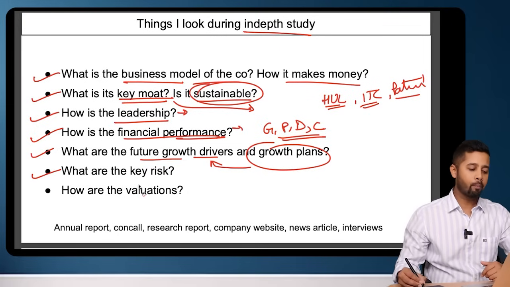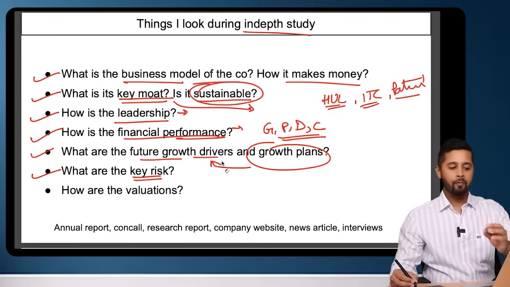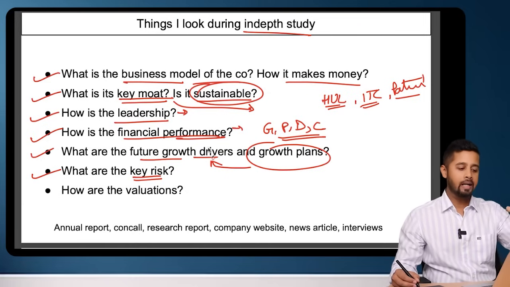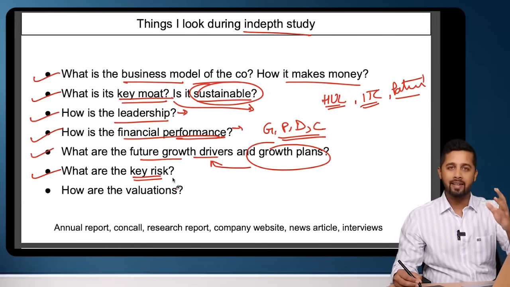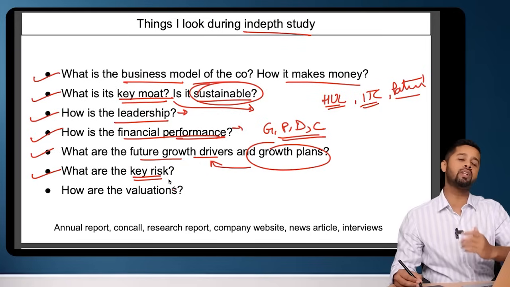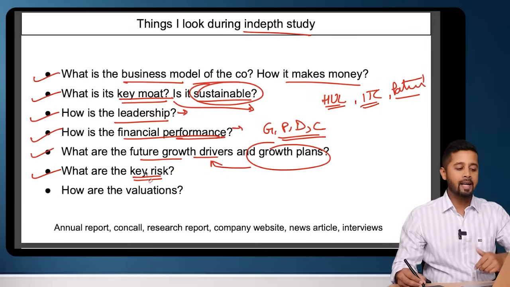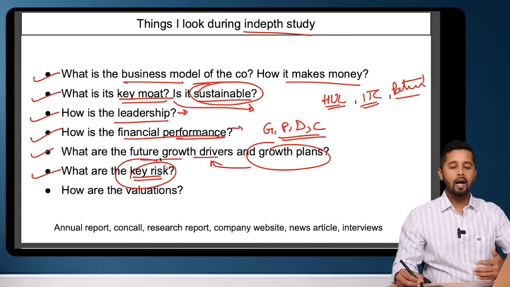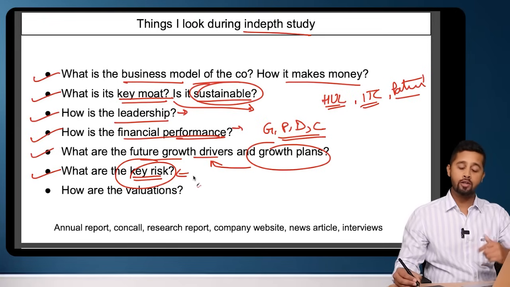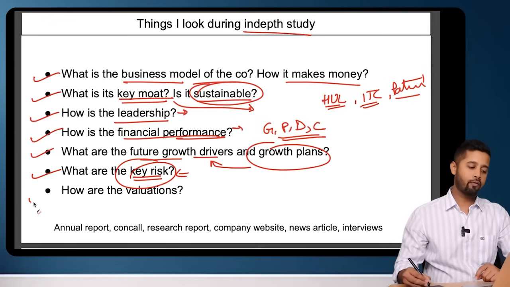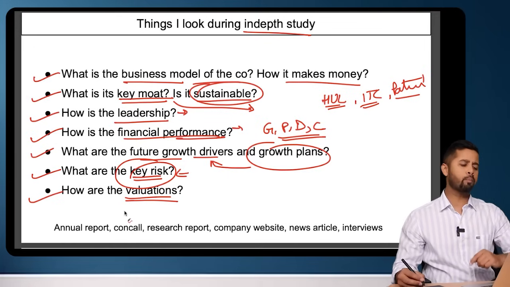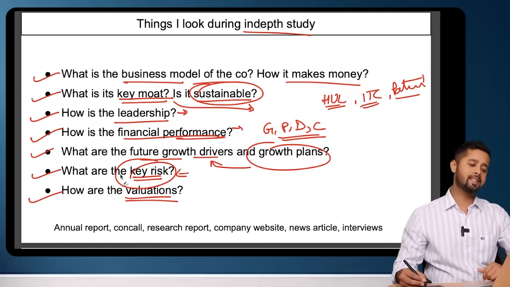And then the very important aspect is the key risk. For all these things, the growth thesis that I have built, I want to understand what factors can actually dampen this growth thesis, or negatively impact the growth thesis that I got from the initial analysis. So key risk is also a very, very important aspect. And finally, the important aspect is the valuation part.